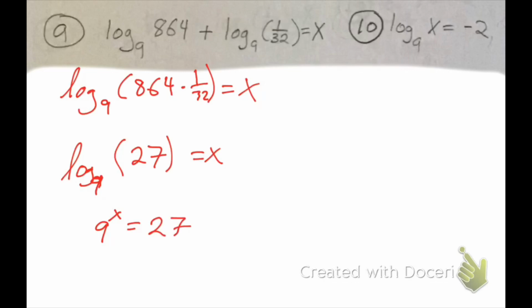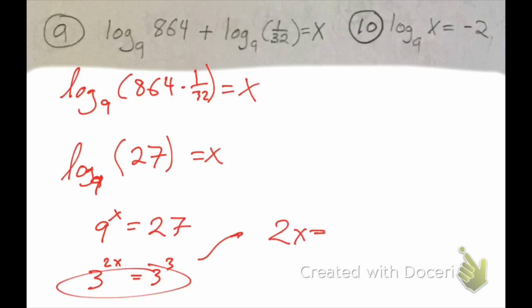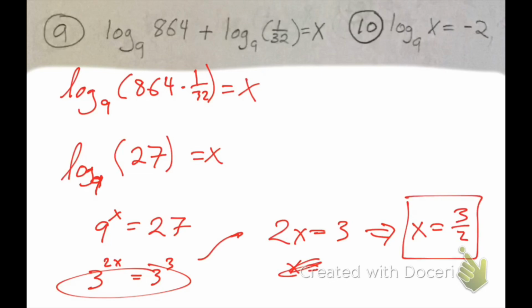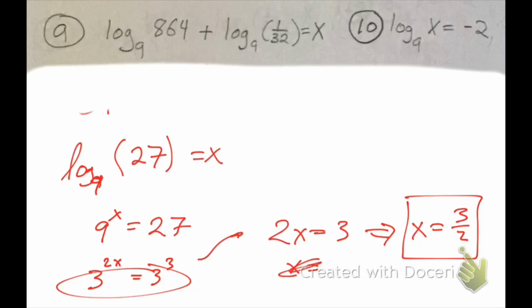Now again, I'm going to have to change both sides. So I can do this as 3. 3 squared is 9, so I get 3 to the 2x is equal to 3 cubed, because 3 cubed is 27. Same base, therefore my exponents must also be equal. And I get x is 3/2. And that's my answer for number 9.